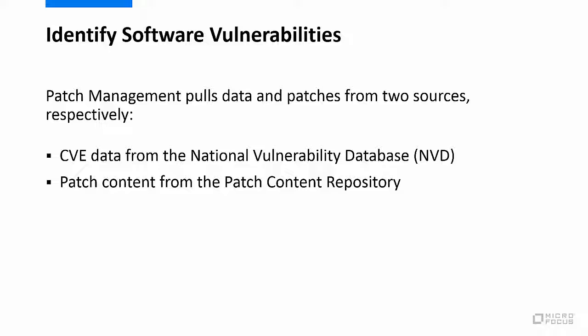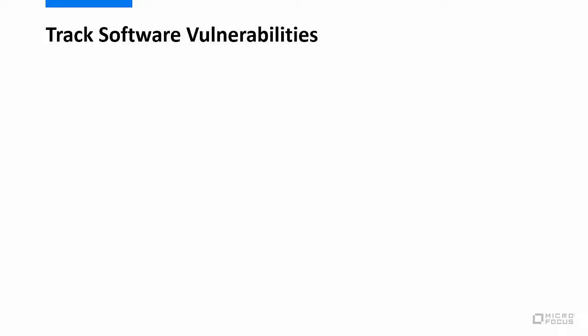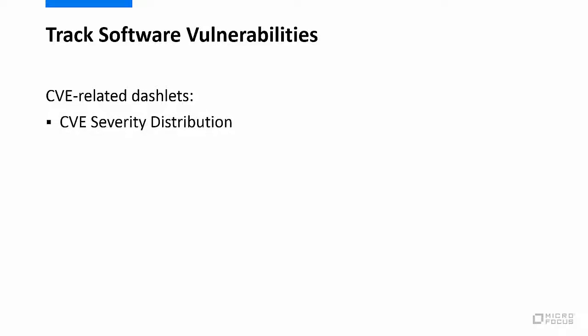Using patch dashlets, you can track these vulnerabilities to monitor automated patching or to patch on demand when needed. Some of these dashlets include CVE severity distribution and top CVEs to track the overall status of vulnerabilities, and CVE trackers to focus on a single vulnerability or a group of related vulnerabilities.